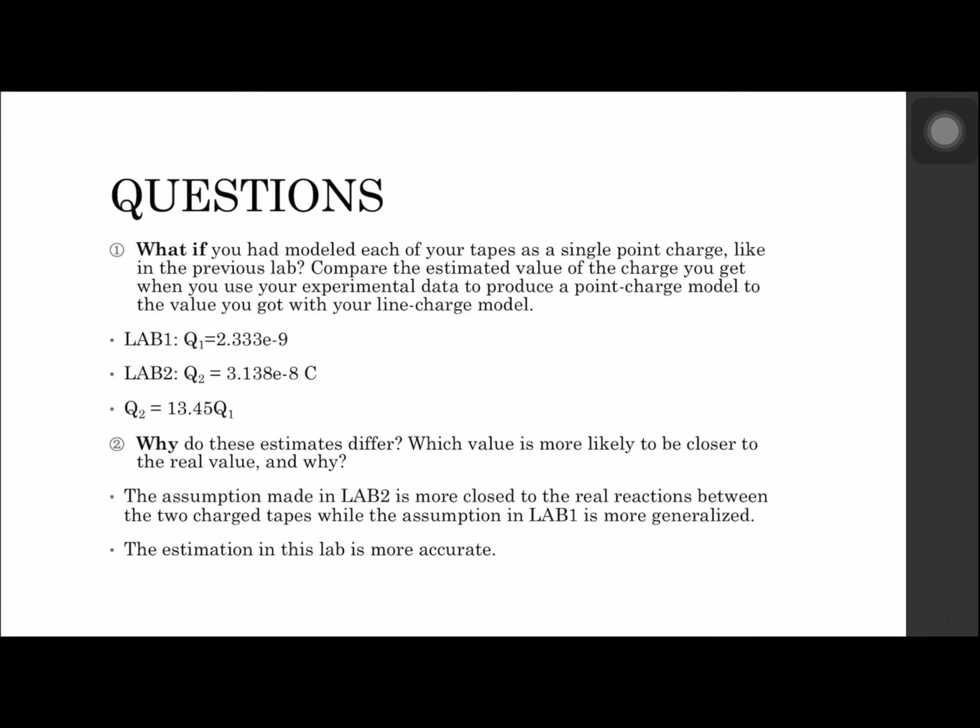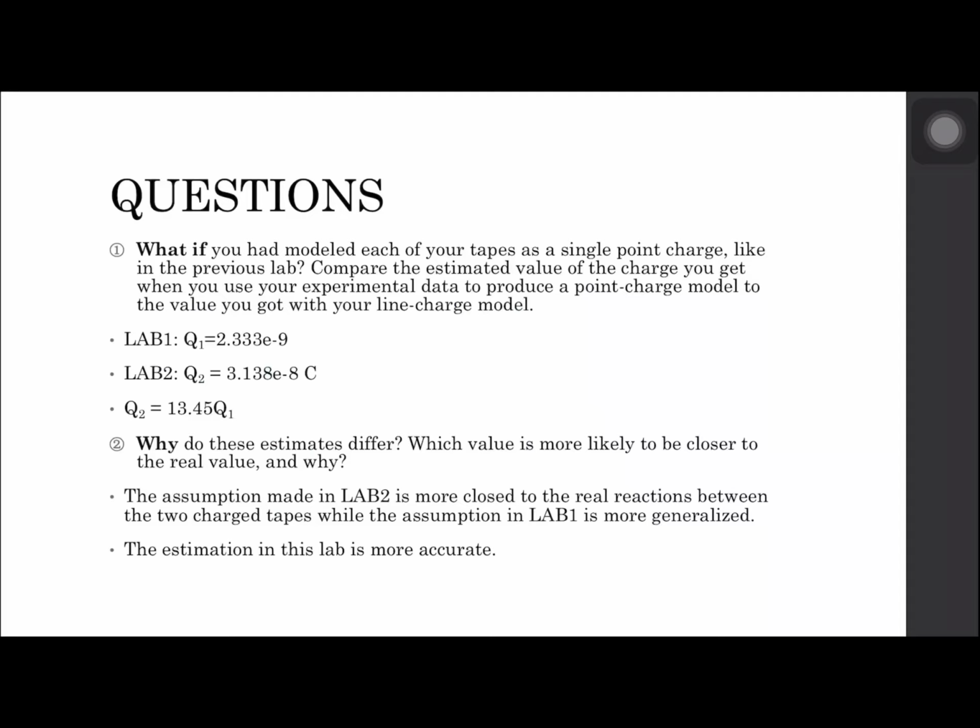Here are two more questions for me to answer. The first one is a comparison between the two estimated values that I got in this lab and the previous lab. The estimated value that I got in the previous lab was 2.33 times 10 to the negative 9th coulombs, and I'm sorry that I forgot to write the unit here. And the value that I got this time was 3.138 times 10 to the negative 8th coulombs. I found that the second value is approximately 13 times as big as the first value.